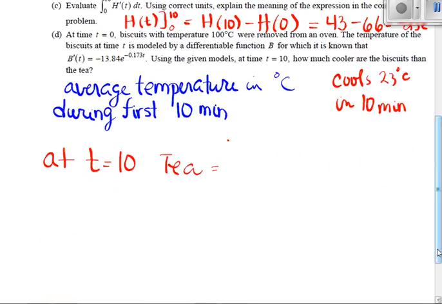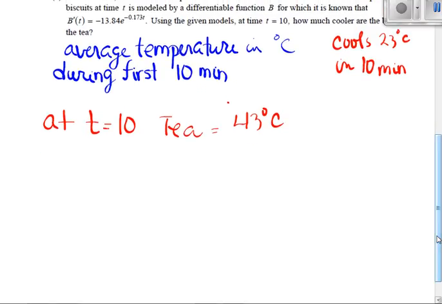So T is 43 degrees, and I want to know Celsius, and I want to know how much cooler the biscuits are, but I know how fast the biscuits are changing. This is 2011, number 2. Now, I want you to get your calculators out, and we're going to do this problem because I saw a number of issues entering this in our calculator.